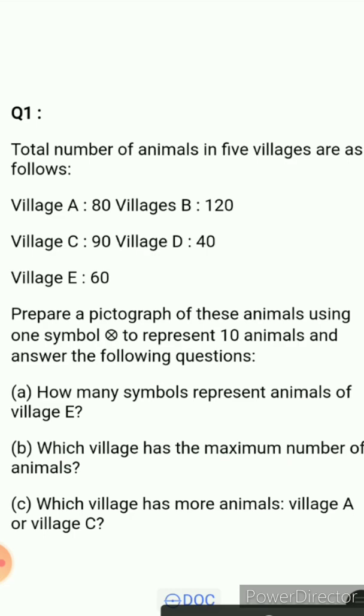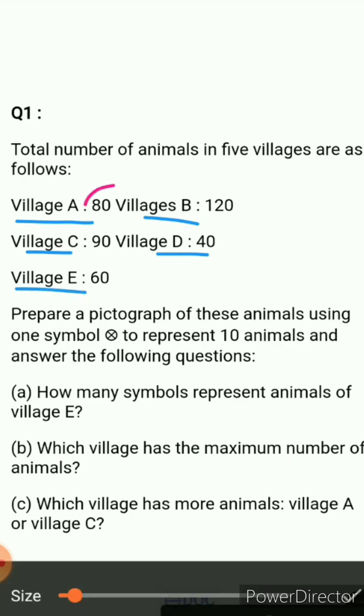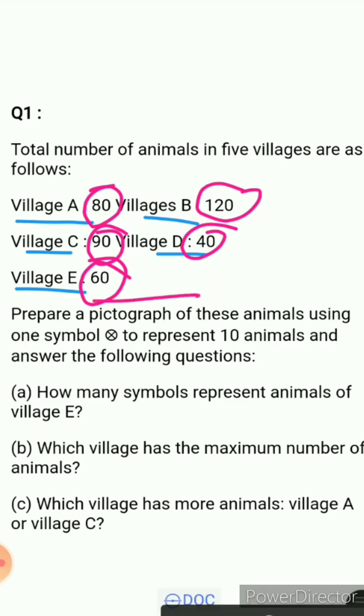Question number 1 is, total number of animals in 5 villages are as follows. So here you have 5 villages, village A, B, C, D and E. In village A there are 80 animals, village B 120, village C 90, village D 40 and village E 60.